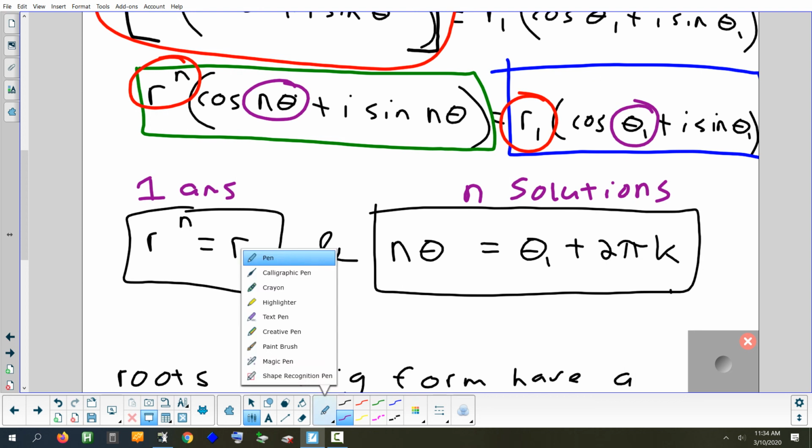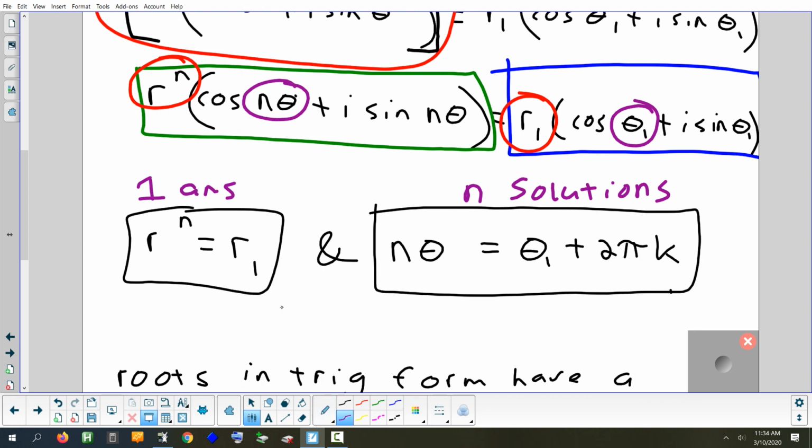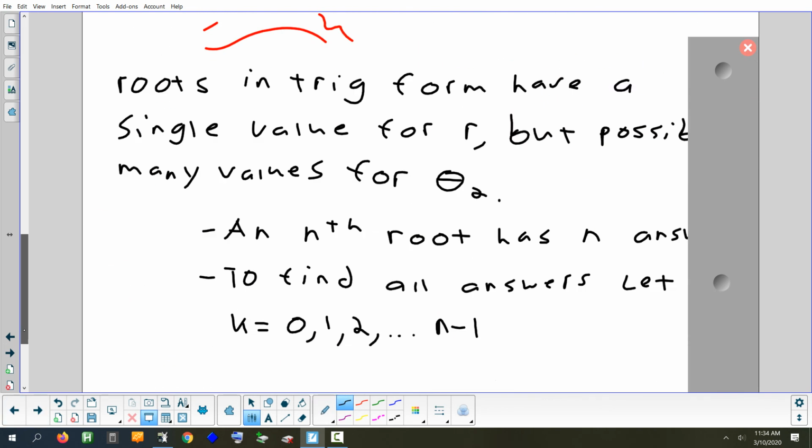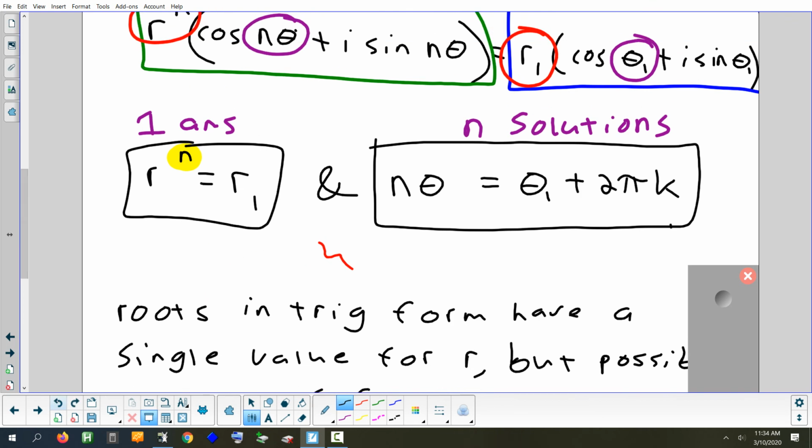And what I'll do is I'll highlight the things you need to plug in for. Okay, there we go. So I highlight everything you're going to fill in for. You're going to fill in for n. You're going to fill in for R1. Fill in for n again. And you're going to fill in for theta 1. And you can fill in for k.